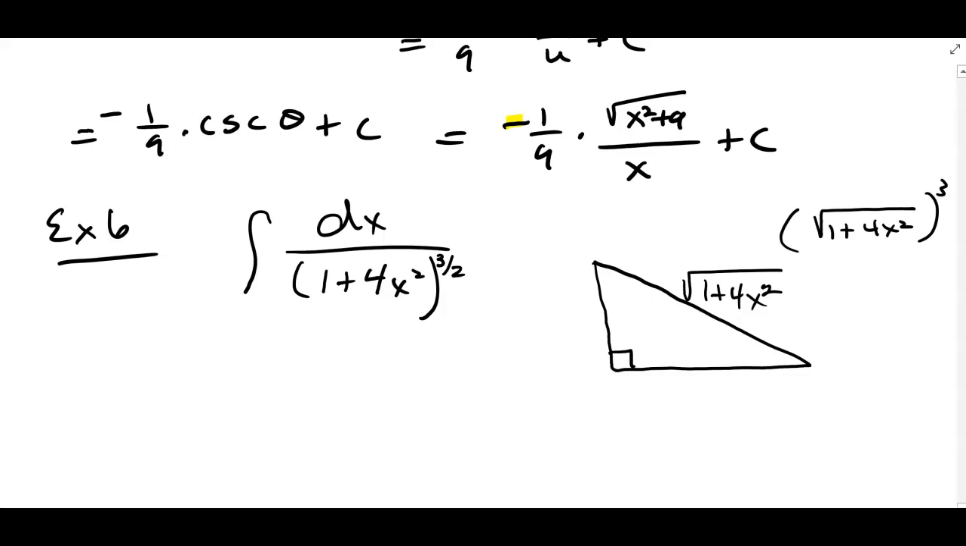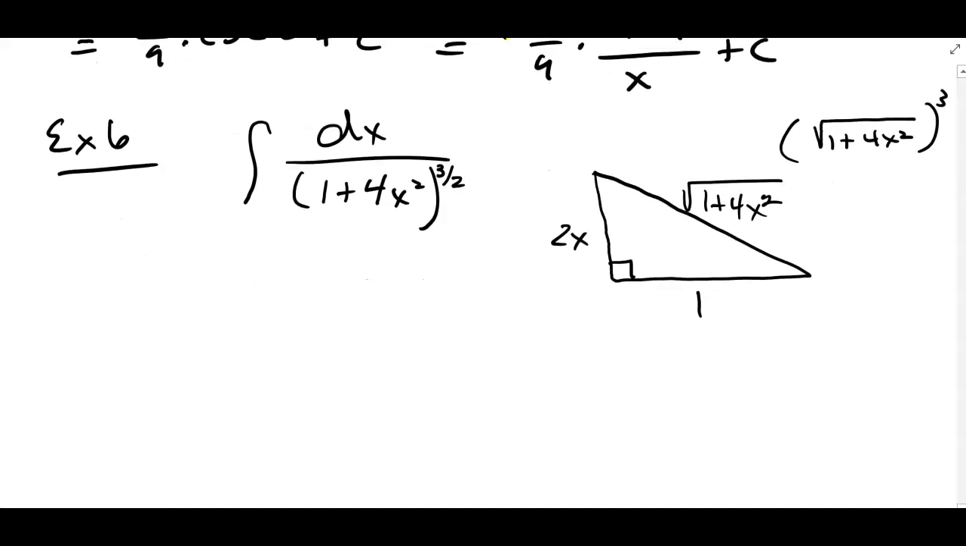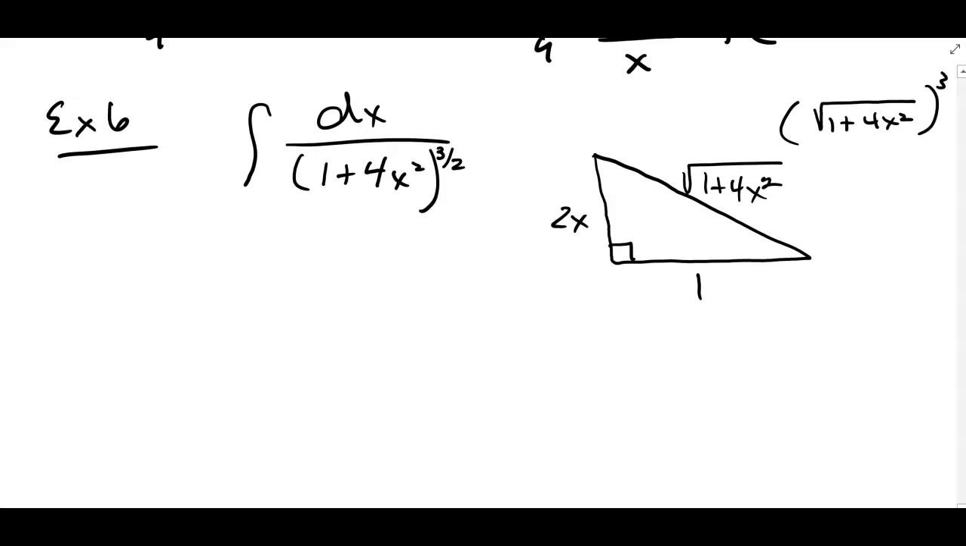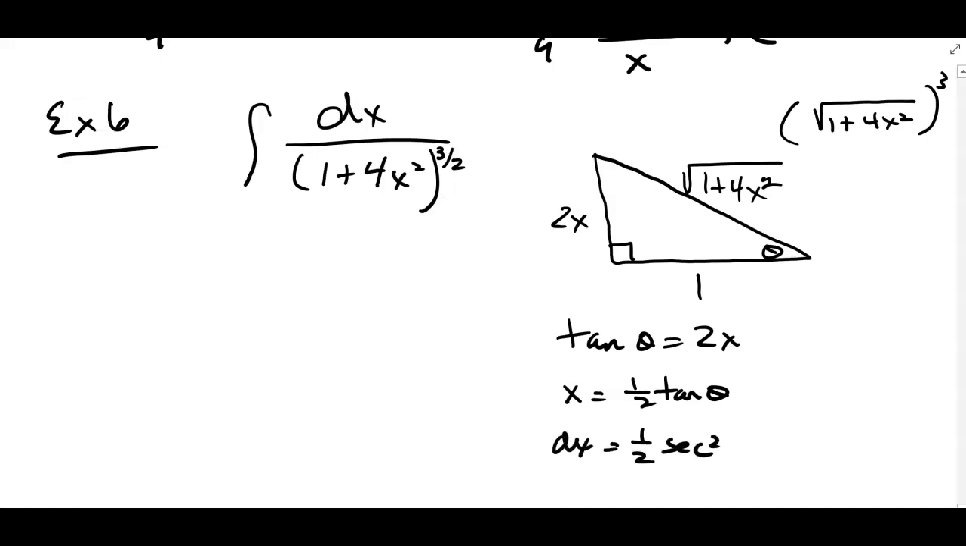So clearly one of your legs is a 1, and you have to take the square root of 4x squared, because square root of 1 is just 1, square root of 4x squared is 2x. So that's the trig ratios you're going to set up. You're still going to use the 1. So that's going to give me tan theta equals 2x over 1, 2x. What does x equal? 1/2 tan theta. So dx is 1/2 secant squared theta.